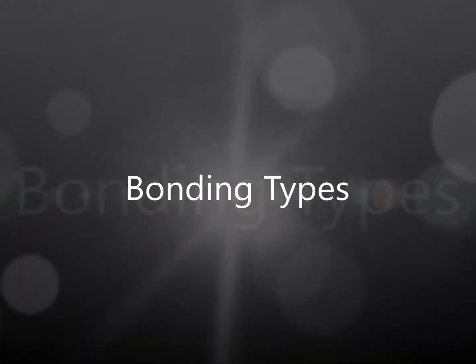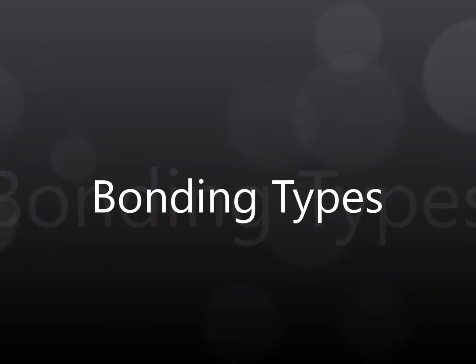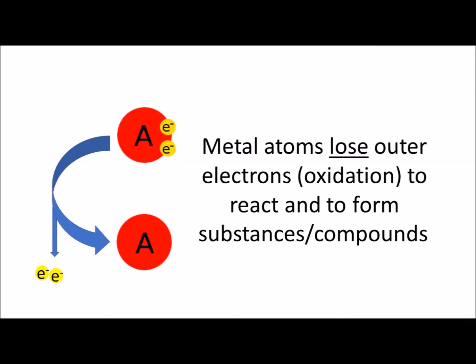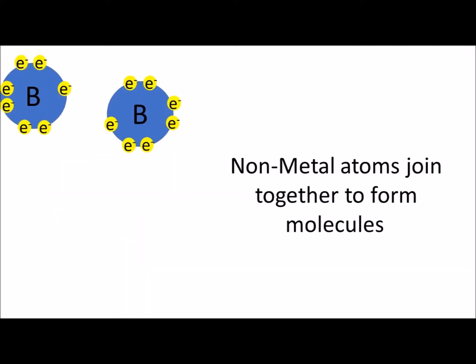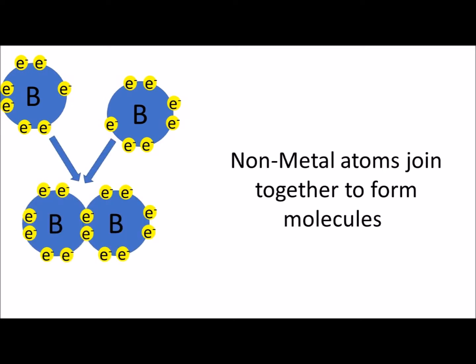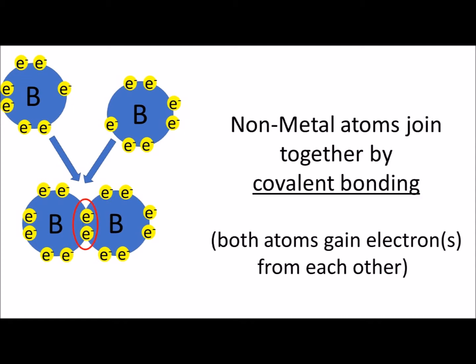Now, we're ready to talk about bonding. Metal atoms lose outer electrons to join with other atoms. Non-metal atoms gain outer electrons to join with other atoms. In the first type of bonding, non-metals join to form molecules, and this is called covalent bonding. The atoms share electrons, so they gain electrons from each other.